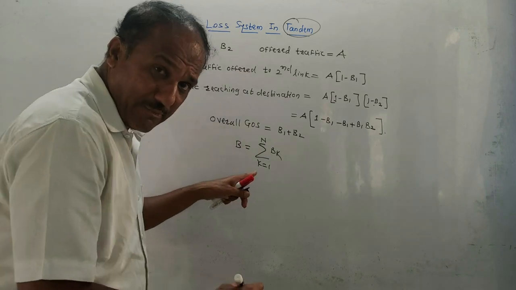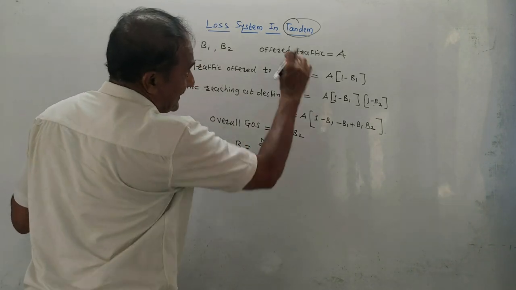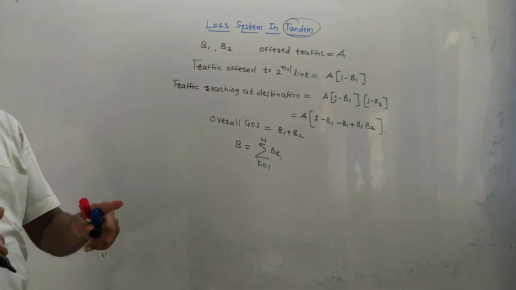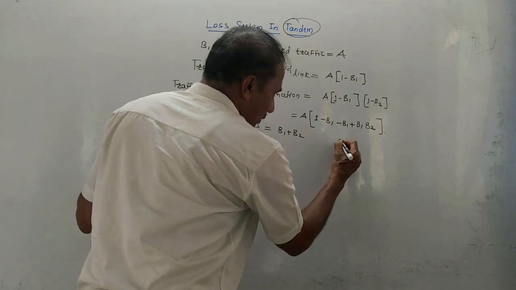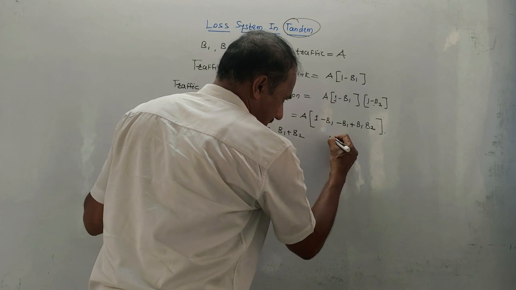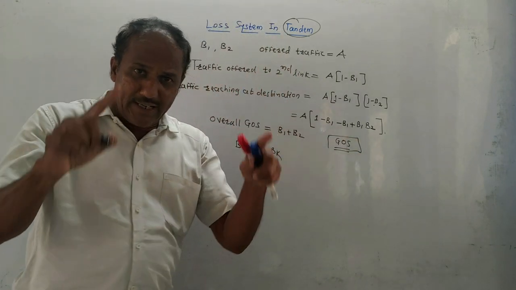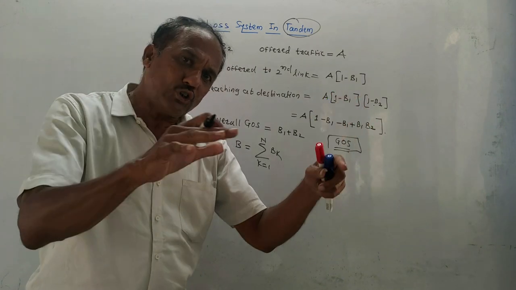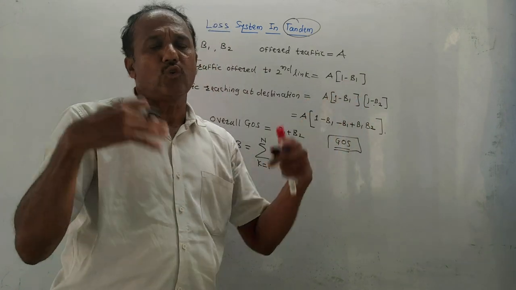Lekin is system ke kuch drawbacks hai, jaise tandem mein links use karne ke. So what are the drawbacks? First drawback is jo GOS hum log calculate kar rahe hai, that is grade of service, it is usually giving an idea of probability of lost call or blocked call due to network congestion.